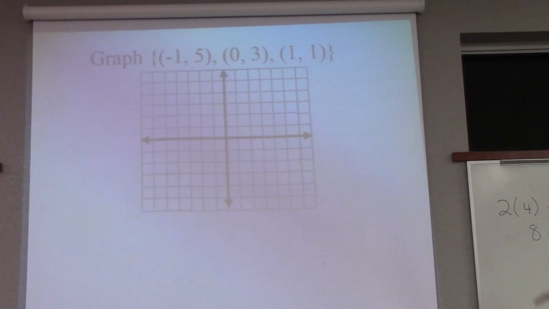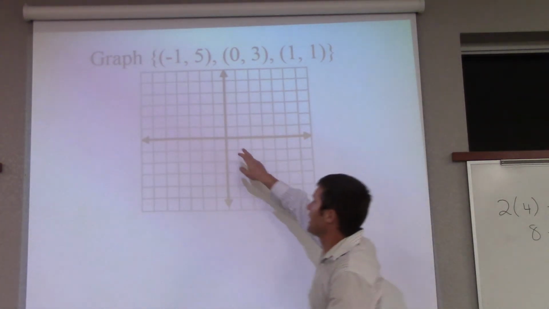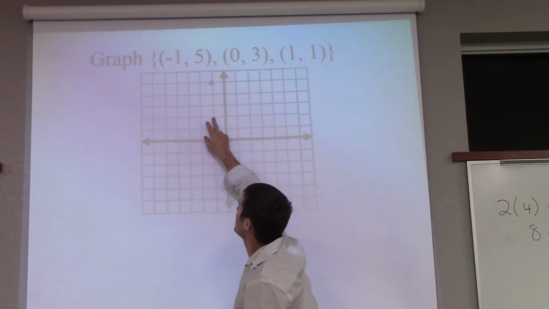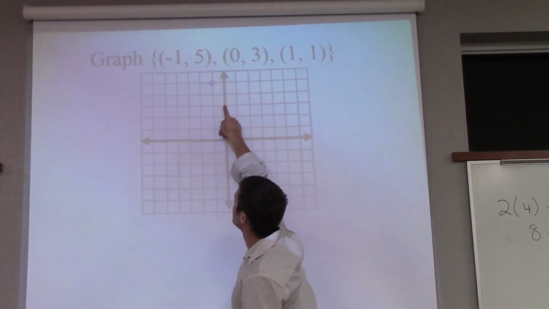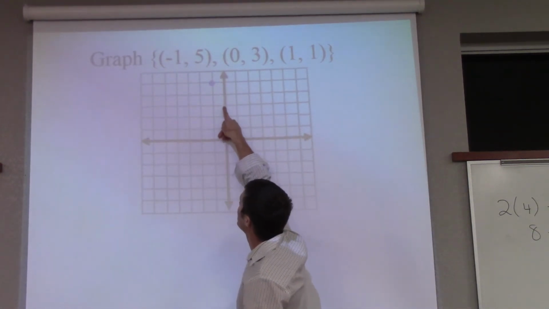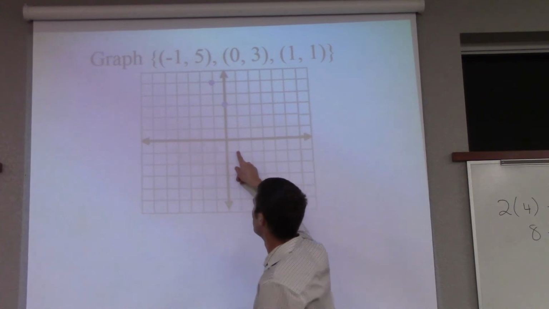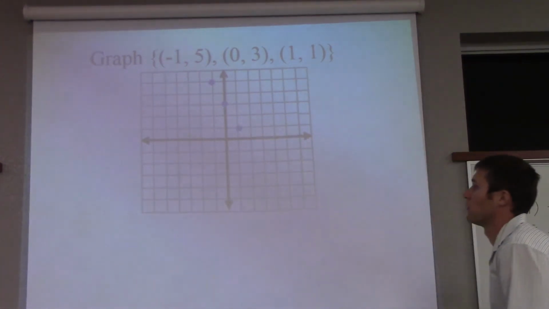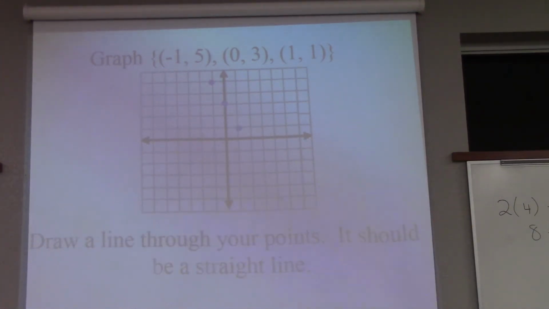Now I graph them. Negative 1, 5: negative 1, and then up 5 is up there. 0, 3: I go over 0, up 3, and then over 1, up 1, excuse me. Now we connect the line, and there's our graph.